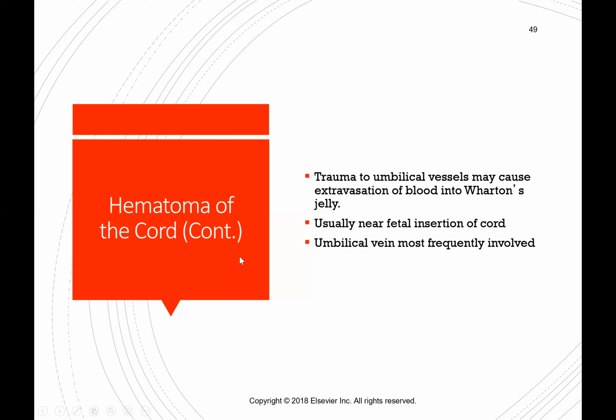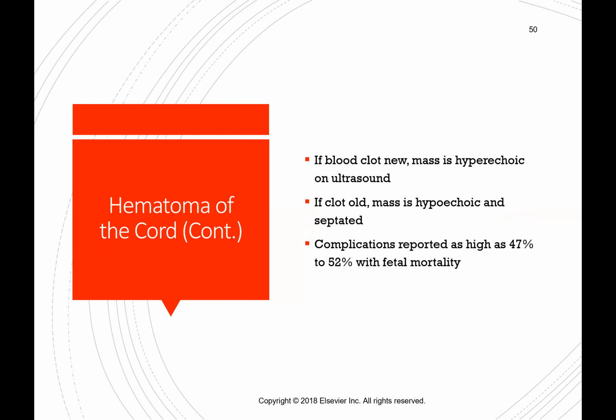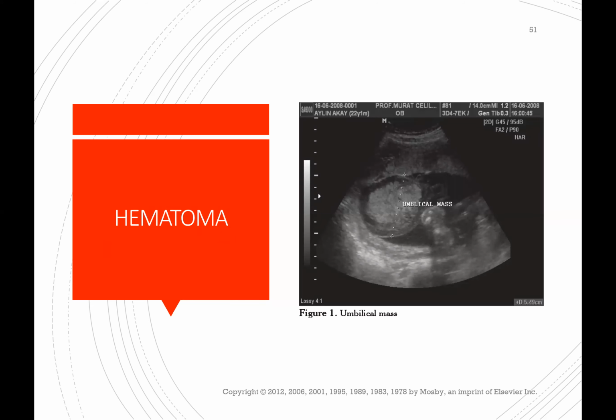Trauma to the umbilical vessels may cause extravasation of blood into the Wharton's jelly. It's usually near the fetal insertion of the cord, umbilical vein most frequently involved. So basically like a blood clot in the vein. If the blood clot is new, the mass is hyperechoic on ultrasound. If the clot is old, it's more hypoechoic and septated. Its complications are reported as high as almost 50% with fetal mortality. There's a hematoma. That's a large hematoma.